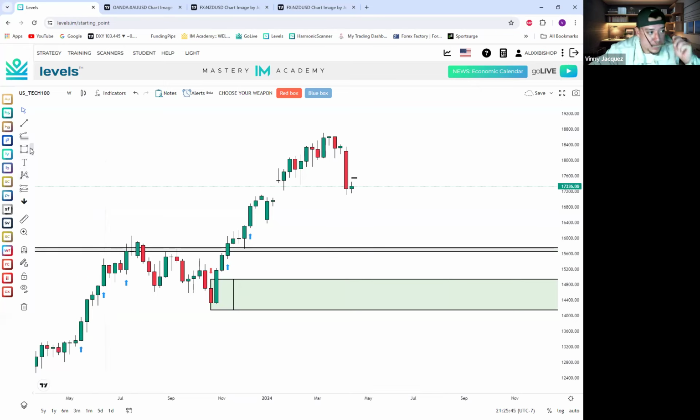Guys, this is it. Higher time frame. Look at this, guys. Look at this pullback. Look at this pullback. Damn near 2,000 pips. Damn near.